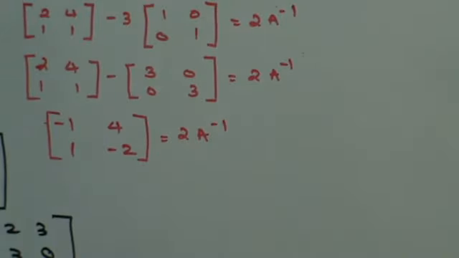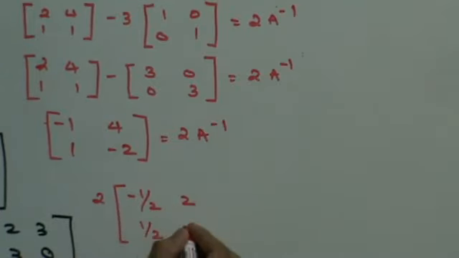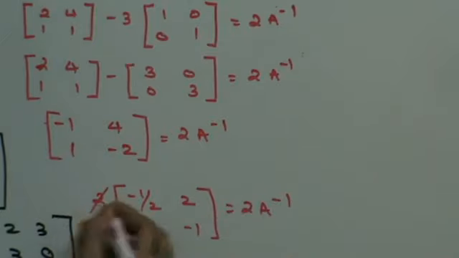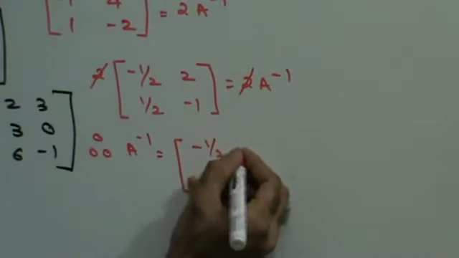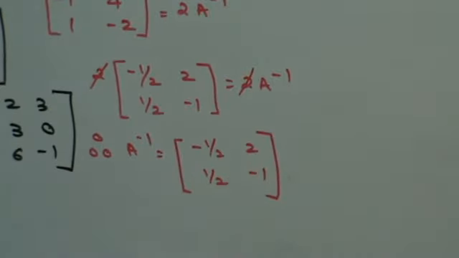I could take 2 common here. If I take 2 common, then I'll get this as minus 1 by 2, 2, 1 by 2 and minus 1 is equal to 2A inverse. 2 and 2 get cancelled. So I'll get the value of A inverse as minus 1 by 2, 2, 1 by 2 and minus 1. Right? So that's how you get the value of A inverse.